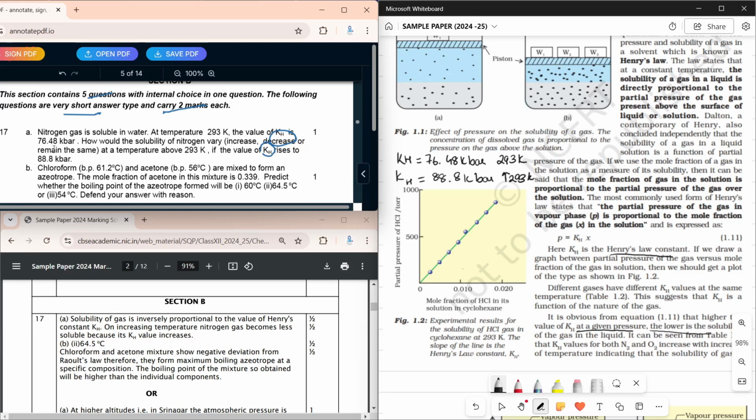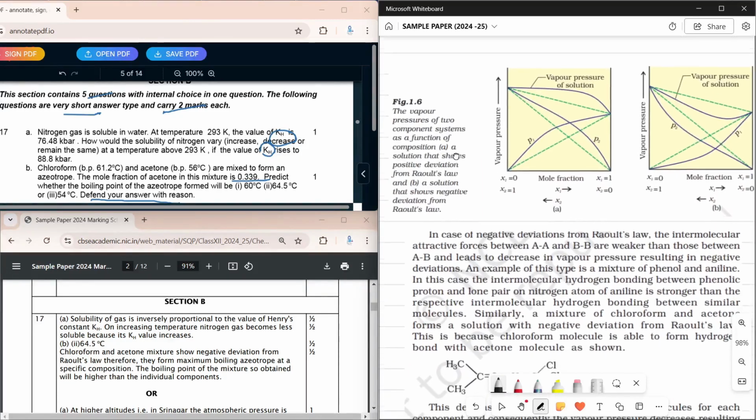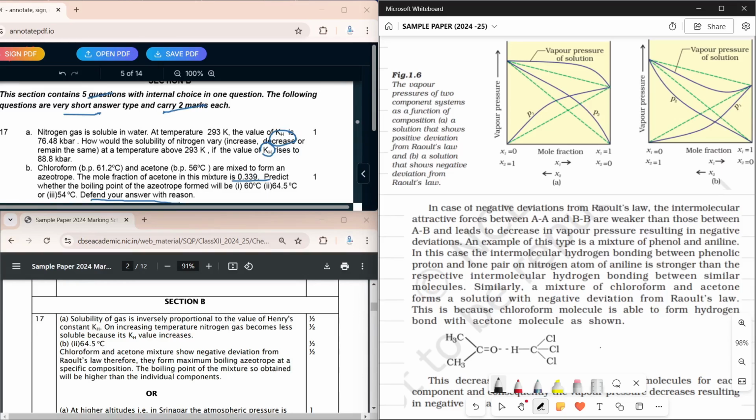The second question over here is: chloroform, boiling point 61.2 degrees Celsius, and acetone, boiling point 56 degrees Celsius, are mixed to form an azeotrope. The mole fraction of acetone in this mixture is 0.339. Predict the boiling point of the azeotrope formed, and we have to defend our answer. Now, from the word azeotrope, this is also from the chapter Solutions, and specifically from the topic of non-ideal solutions. Under non-ideal solutions, we had learnt about 2 deviations from Raoult's law: a positive deviation and a negative deviation.